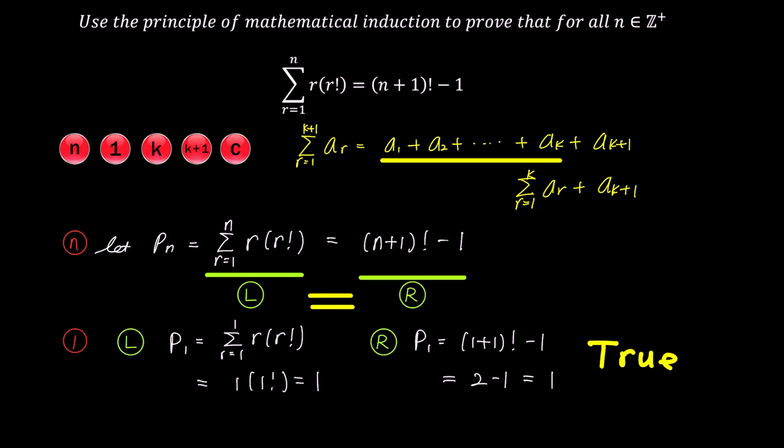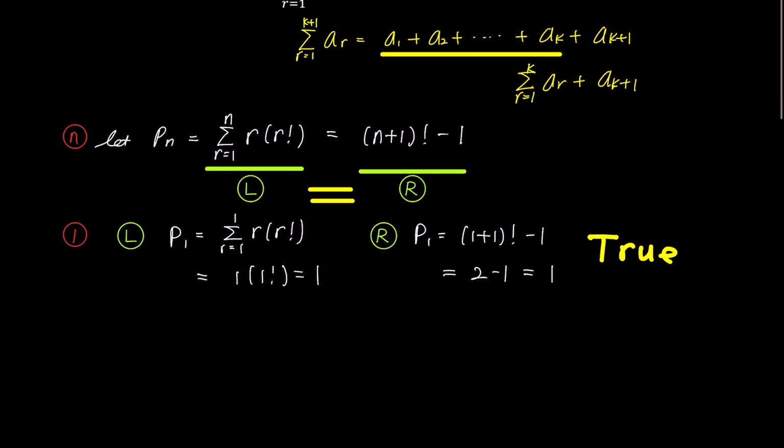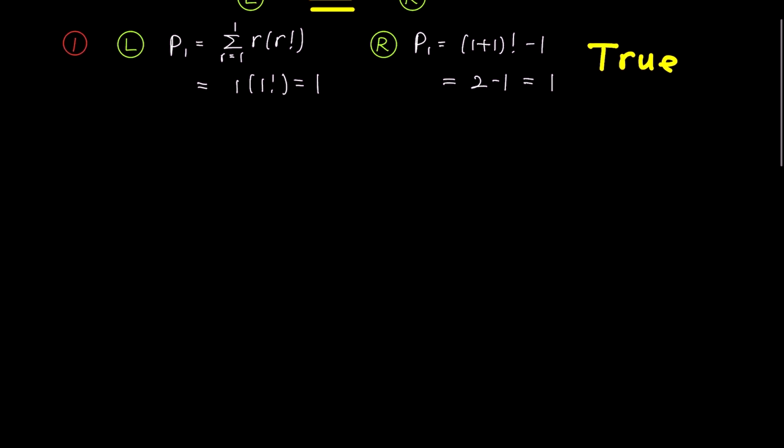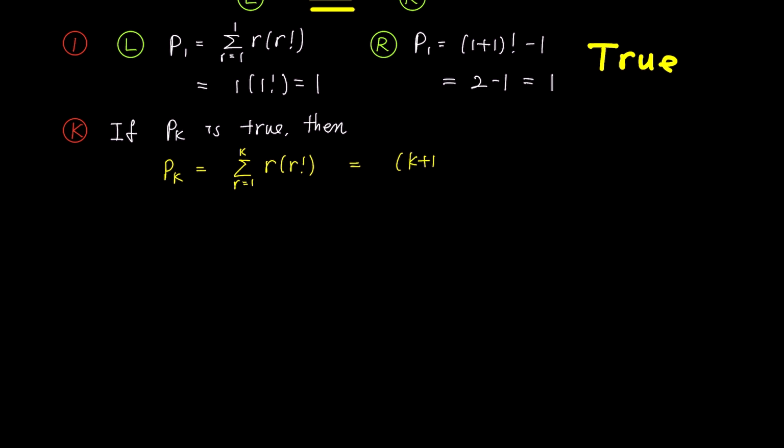The second step is to assume that the kth domino falls, and the third step will prove whether the next domino, the k plus 1th domino, falls. If the kth domino falls, that is, if P sub k is true, then the sum of r times r factorial as r goes from 1 to k is k plus 1 factorial minus 1. Now let's check whether the k plus 1 domino falls.